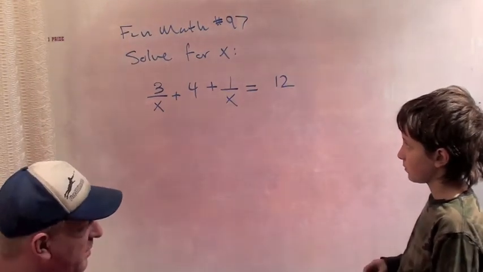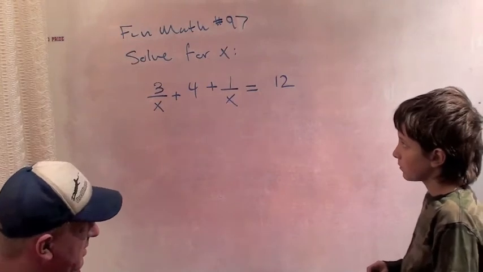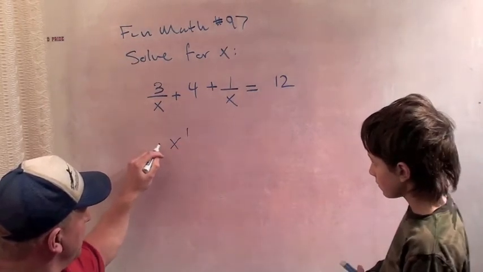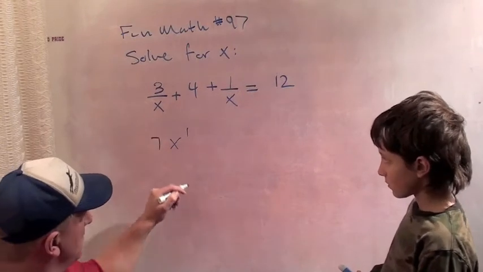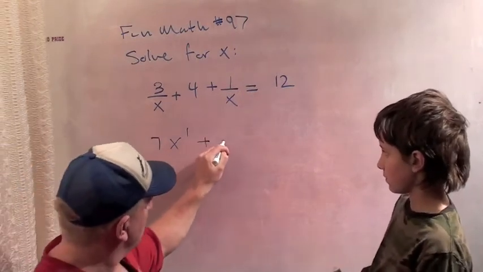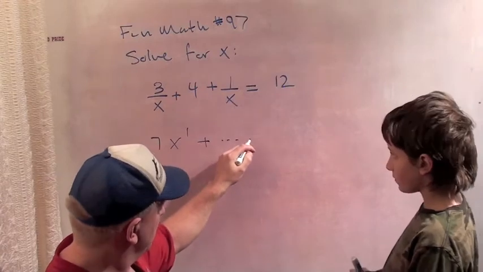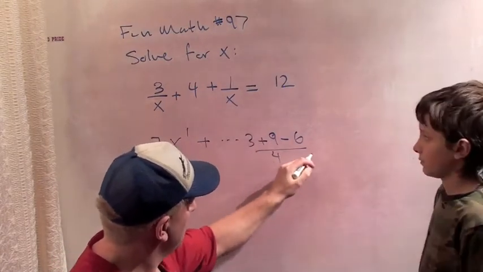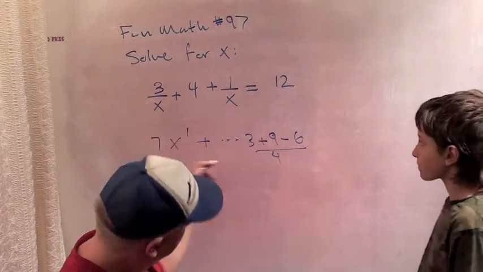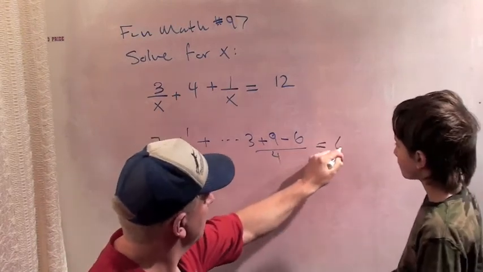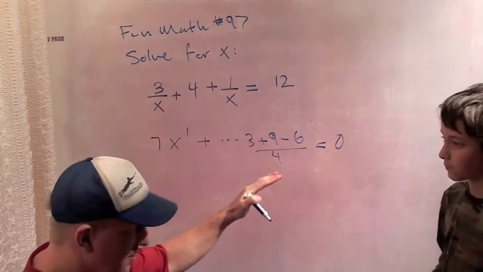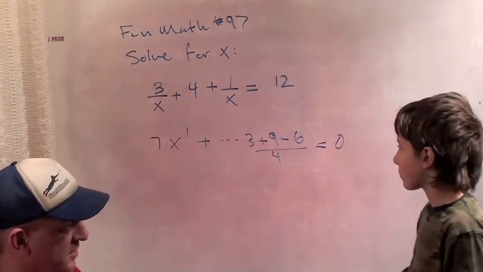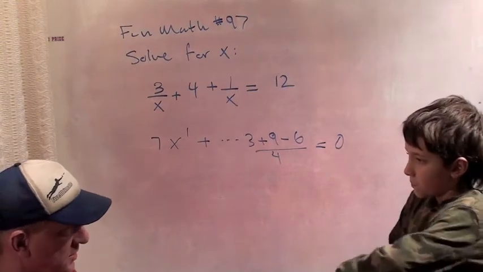So, remember, a linear equation is something that has x to the first power, maybe something times that, some number like 7, plus numbers, 3 plus 9 minus 6 over 4, equals 0. Or maybe some version of this, but the important thing is that you only have x's to the first power and you only have numbers. That's a nice linear equation.